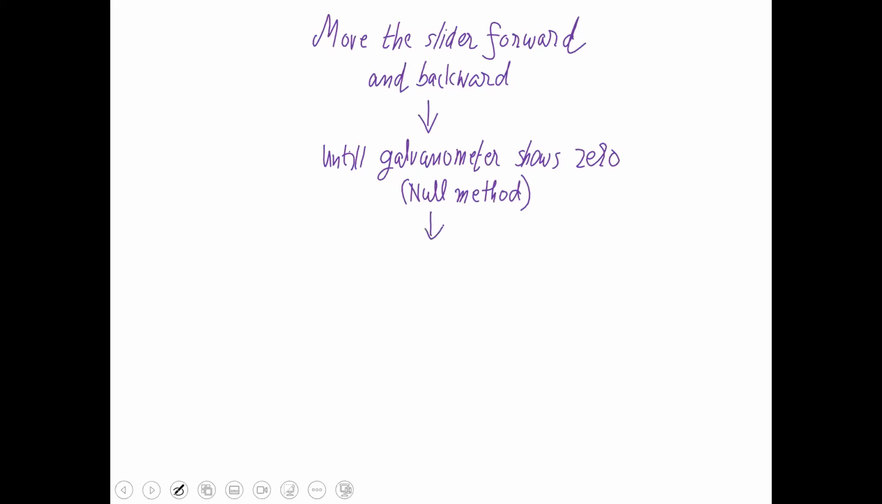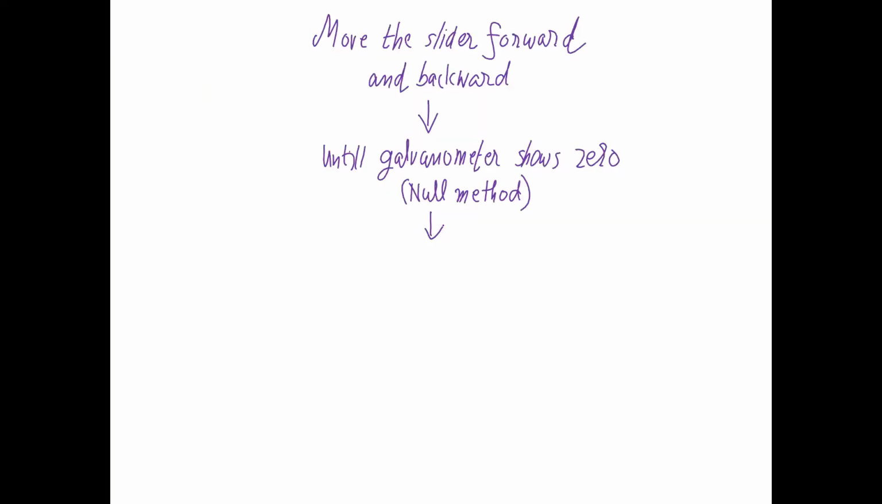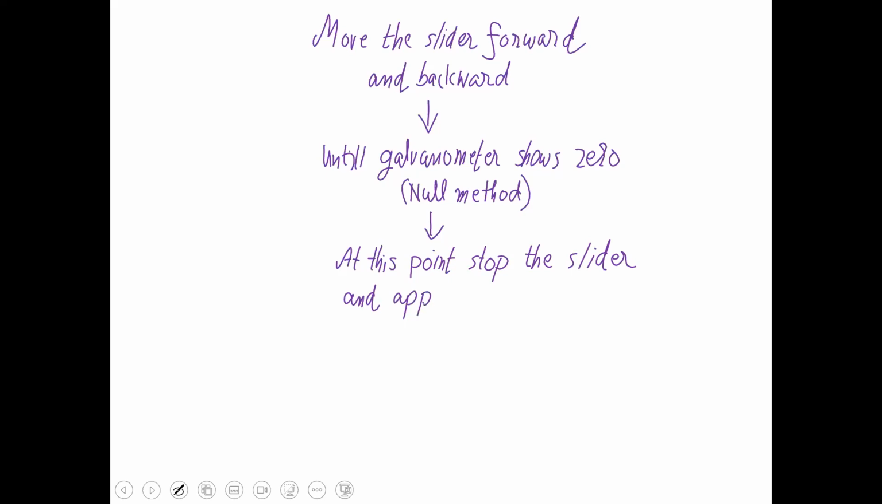At this point, look at this diagram. You have to move the slider forward and backward until the galvanometer shows zero. So when the galvanometer shows zero, at this point, stop the slider and apply the ratio.